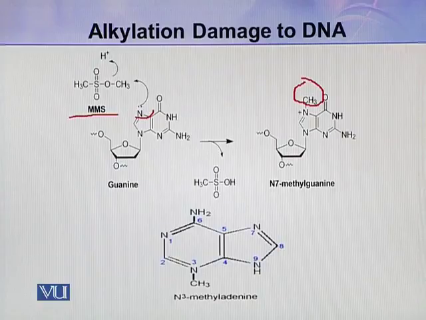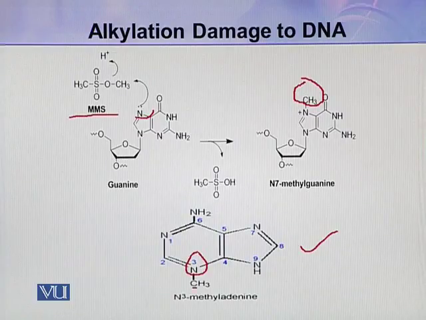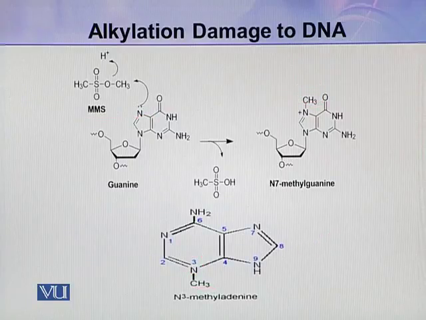Similarly, this is the most frequent methylation by MMS or MNU. But similarly, the adenine group, this is adenine. Adenine may also be methylated, but this methylation will take place at nitrogen 3. So you can see this methyl group. This has been added at N3 of adenine, and it forms N3 methyl adenine.